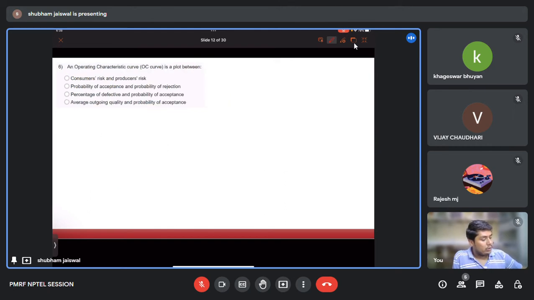The next question is: an operating characteristics curve is a plot between consumer risk and producer risk, probability of acceptance and probability of rejection, percentage of defective and probability of acceptance, or average outgoing quality and probability of acceptance. Let me draw the OC curve for you so that you can answer.